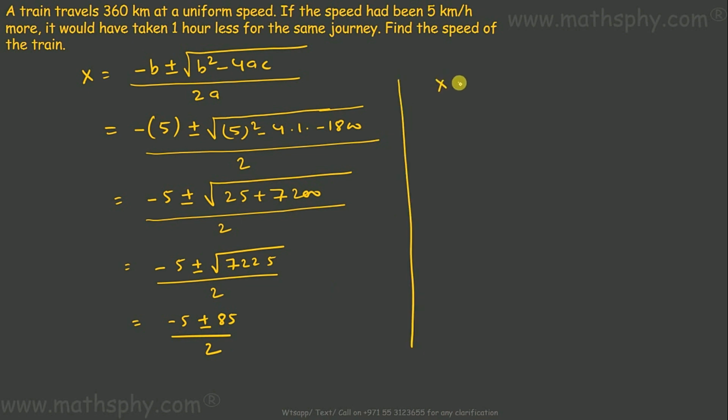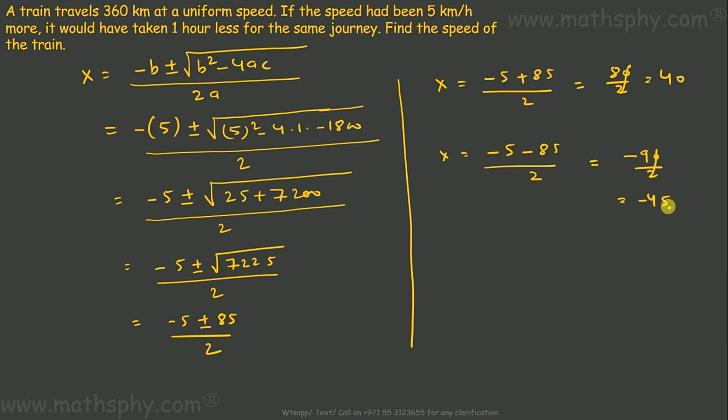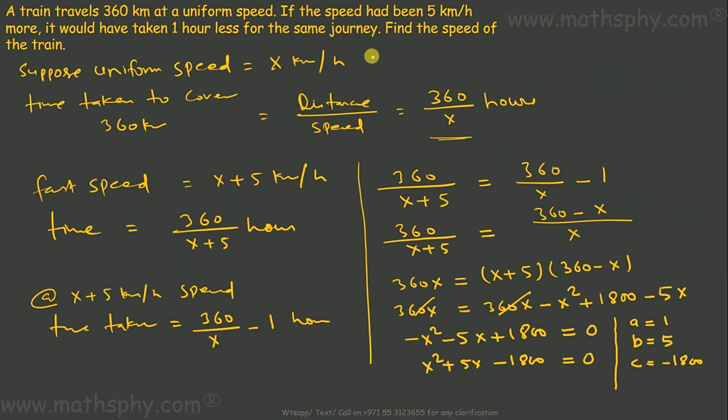So x can be negative 5 plus 85 over 2, and x can be negative 5 minus 85 over 2. This would be 85 minus 5, 80 over 2, which is 40. Here this would be negative 5 minus 85, negative 90 over 2, which is negative 45. Speed cannot be negative, so this is not possible. We cannot have negative 45 kilometers per hour speed. So speed would be 40 kilometers per hour.